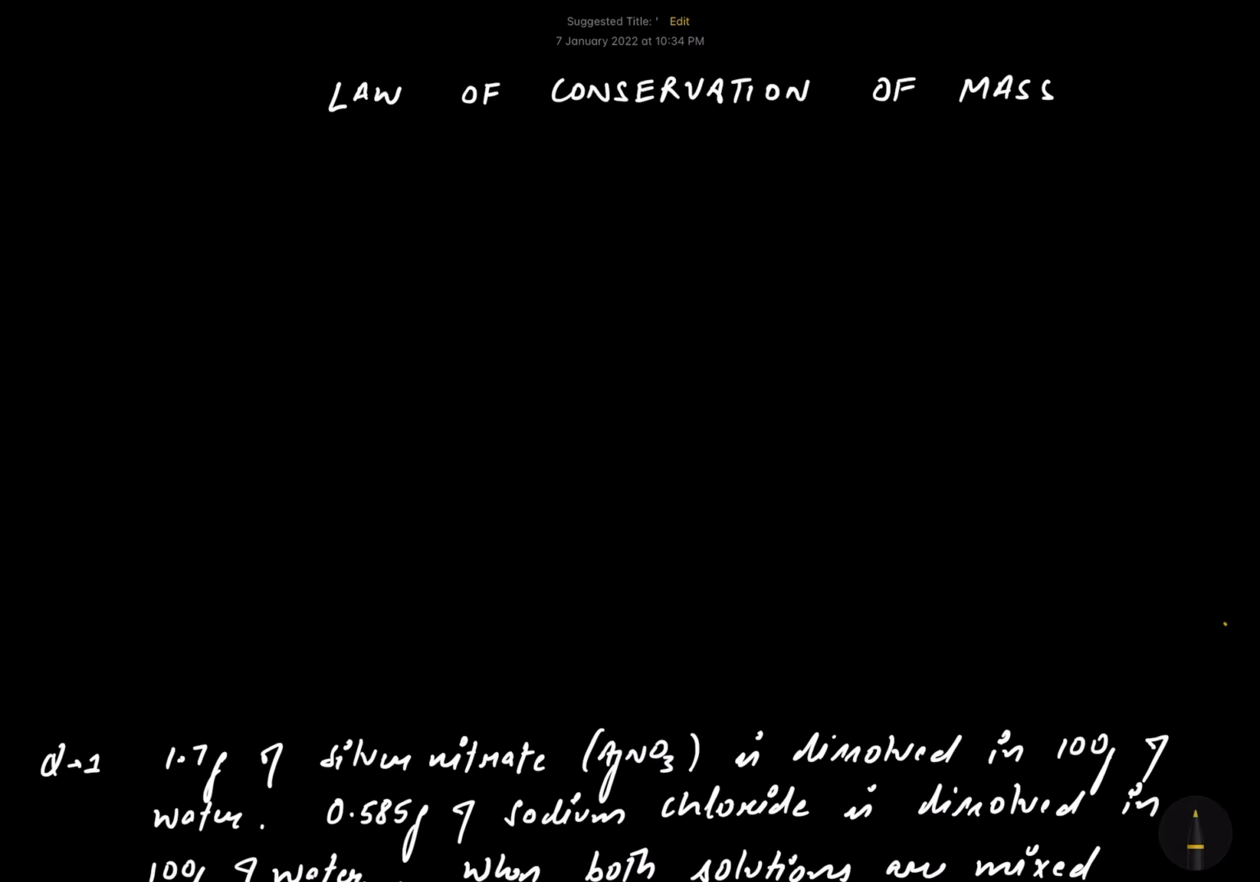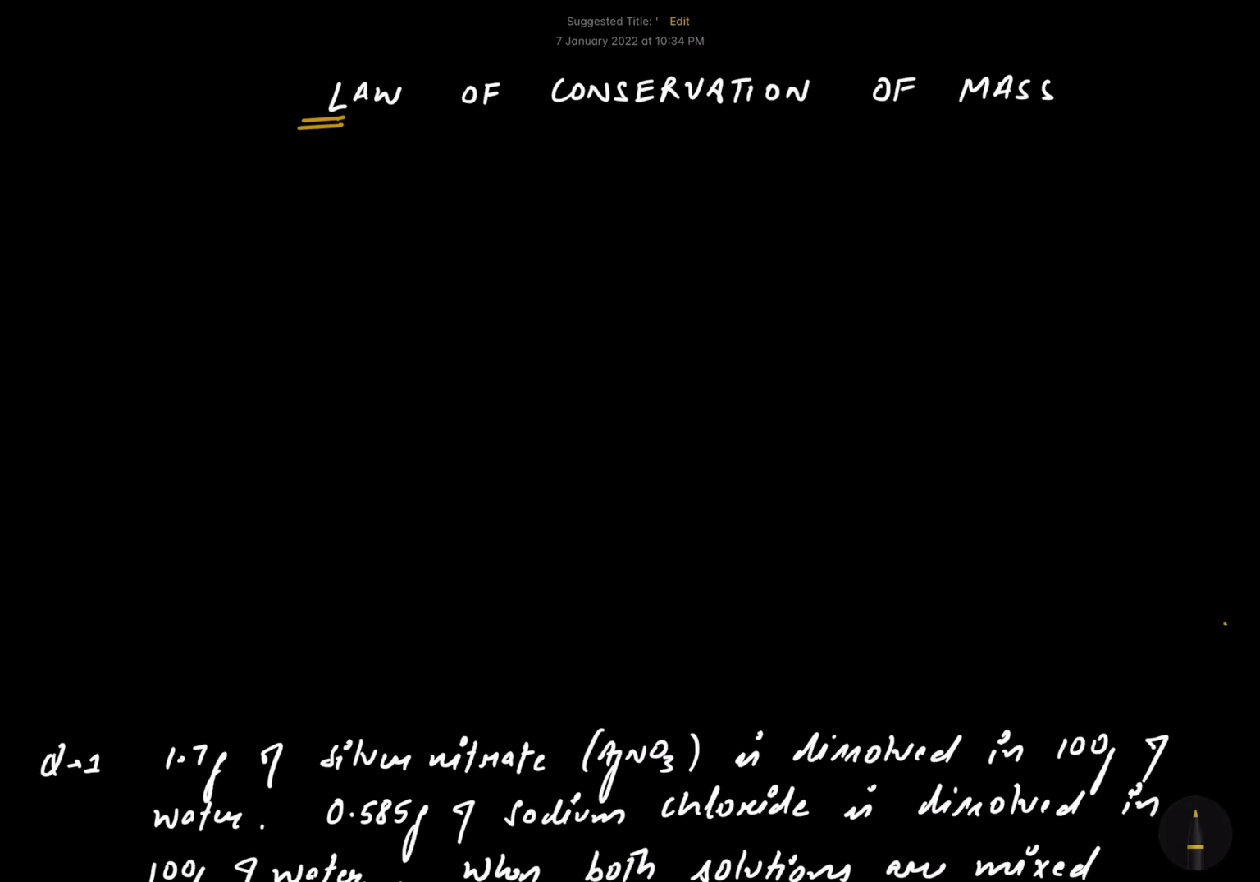So, my today's topic of the lecture is the law of conservation of mass. It's one of the laws of chemical combination. They are total four in number, and it's the first one, the law of conservation of mass. Let us discuss what's the law of conservation of mass.